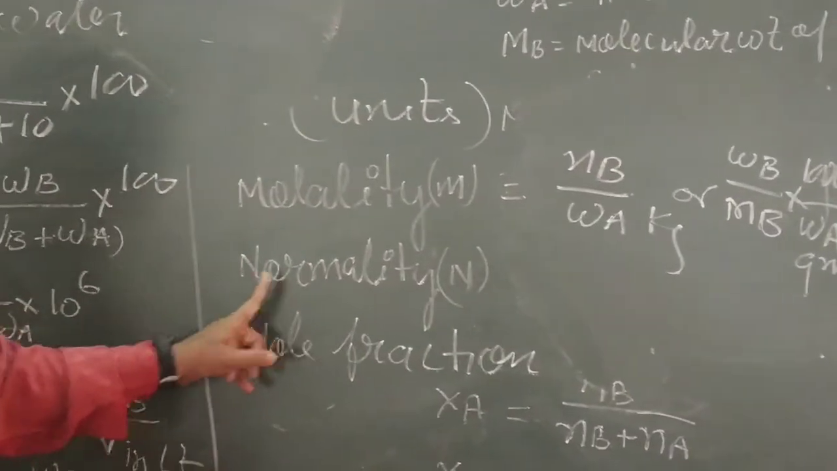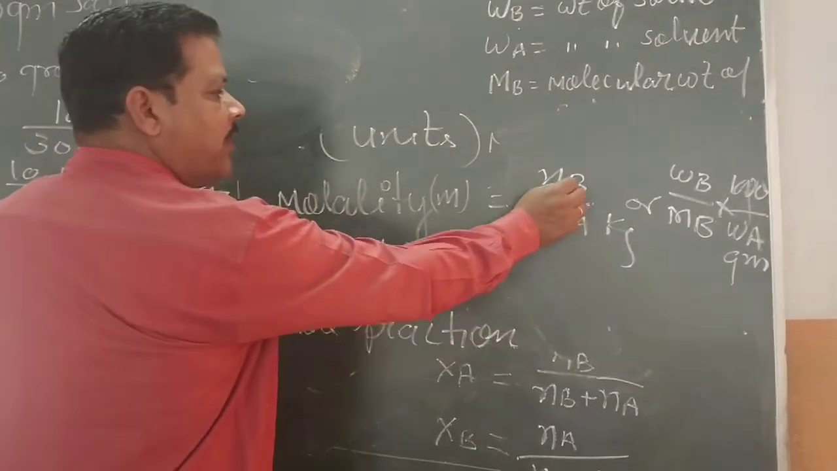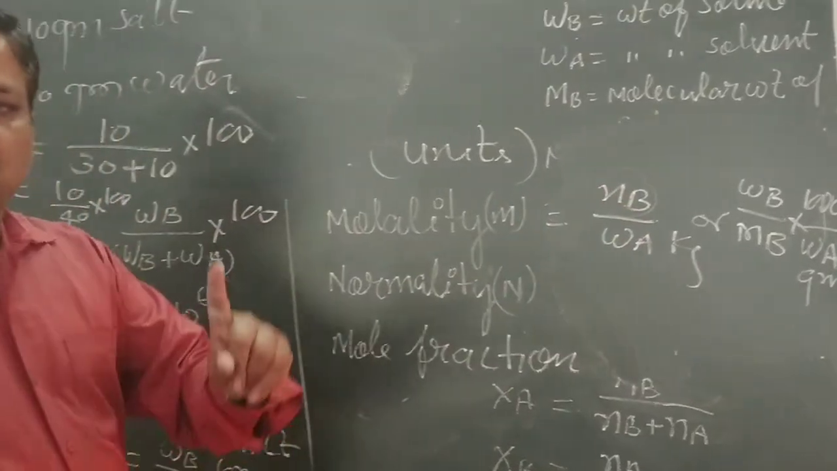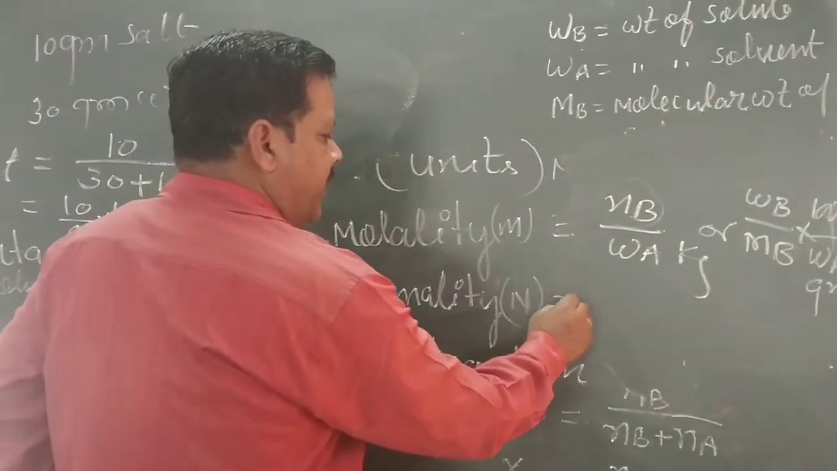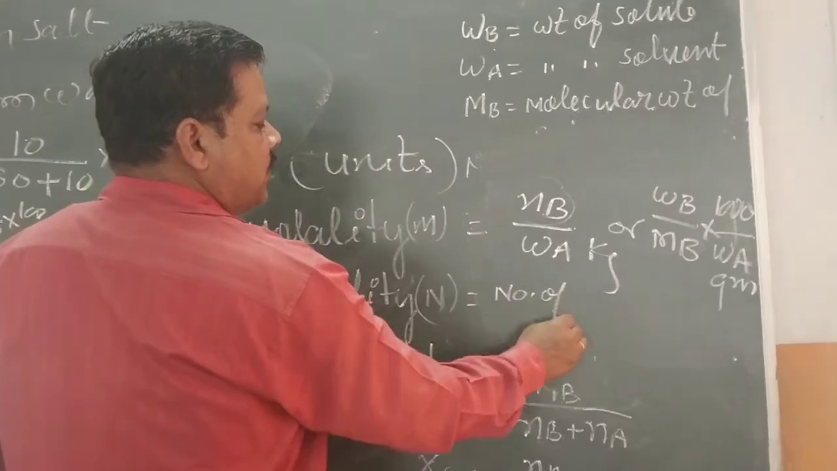Next is normality. Here, instead of the number of moles, we will use the number of gram equivalents.